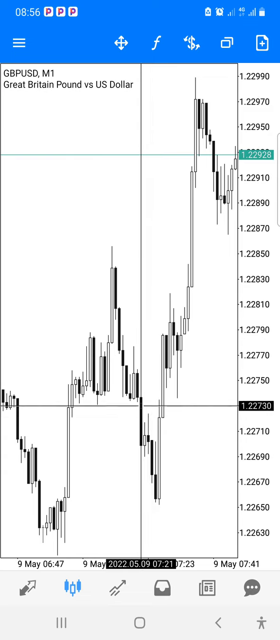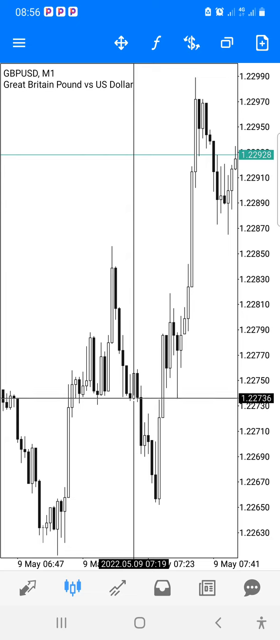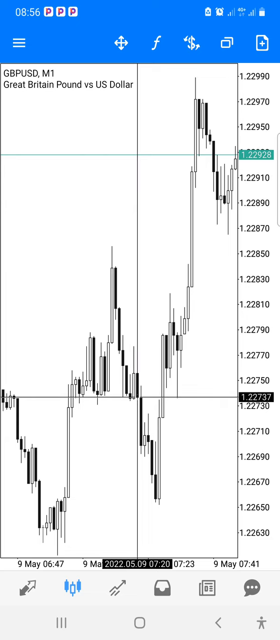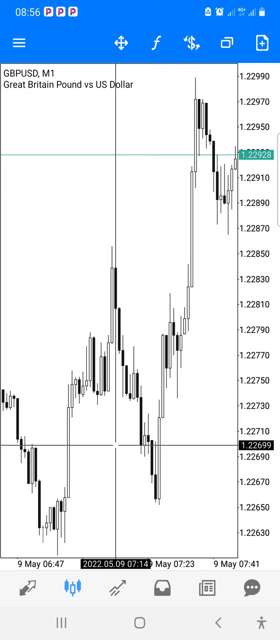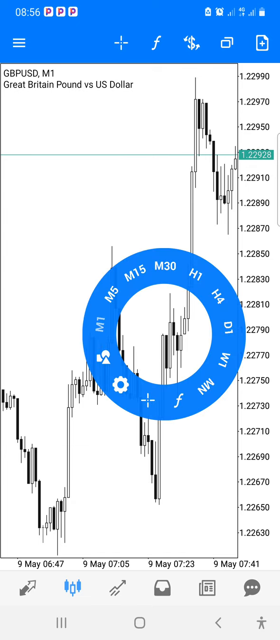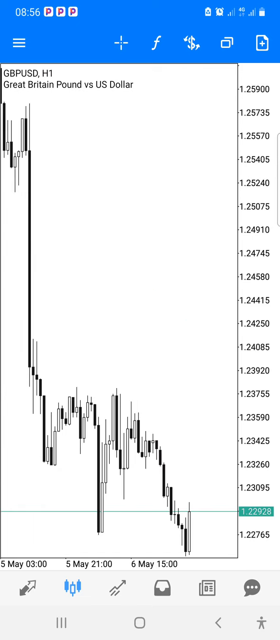Now look at this one. It opened at 1.2273 and closed at 1.2269. Of course, that's lower. This is applicable to all time frames, all time frames.